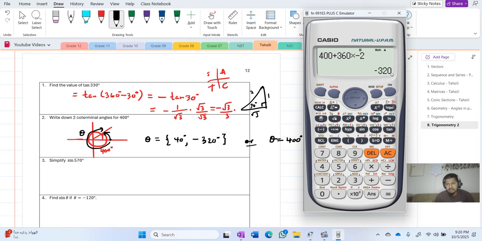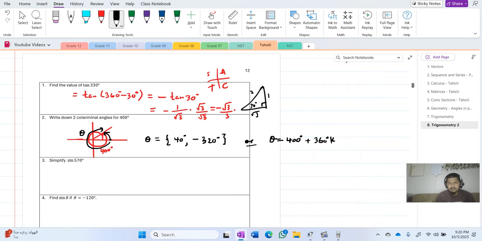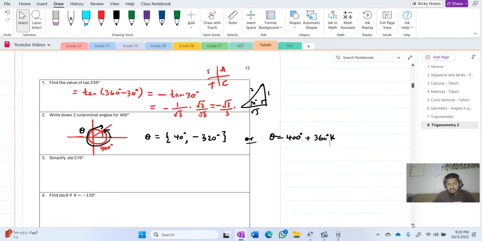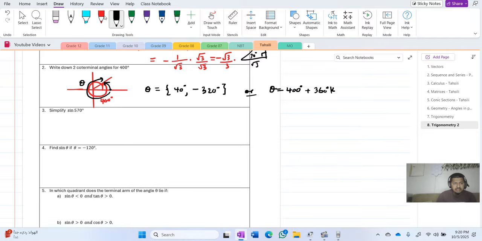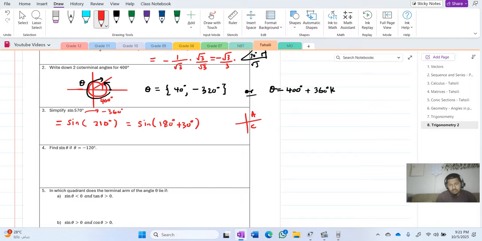Remember, you need to know special angles as well. Simplify sine 570. So 570, take away a revolution, minus 360, right? So you're going to get 210. Now 210 is in the CAST diagram, so that's in the third quadrant. How do you know that? Because that is 180 plus 30. 180 plus 30 is 210. And sine is negative in the third quadrant, so that becomes negative sine 30, and using your 30, 60, 90 triangle, you're going to get negative half. Sine of 30 is half.